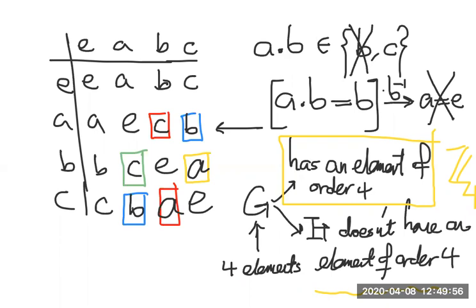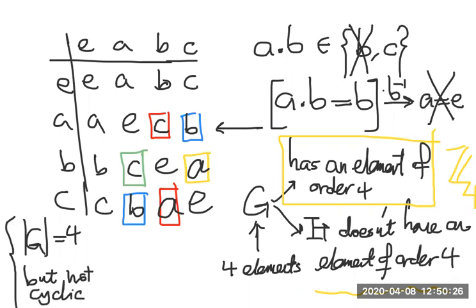And we already know one group with 4 elements which doesn't have any element of order 4. Does anyone know what that group is? You can unmute yourself and just say it if you know. So we have just one group, G, which has 4 elements but no element of order 4, or equivalently, is not cyclic. There's just one such group. Is it like Z2 cross Z2 or no?